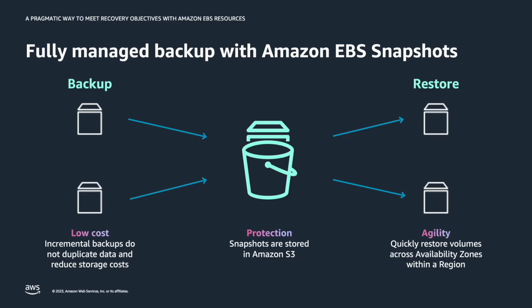EBS snapshots allow you to take backups of the EBS volumes. Snapshots are incremental backups, which means that only the blocks on the device that have changed after your most recent snapshots are saved. This minimizes the time required to create the snapshot and saves on storage cost by not duplicating data. Each snapshot contains all the information that is needed to restore your data to a new EBS volume.